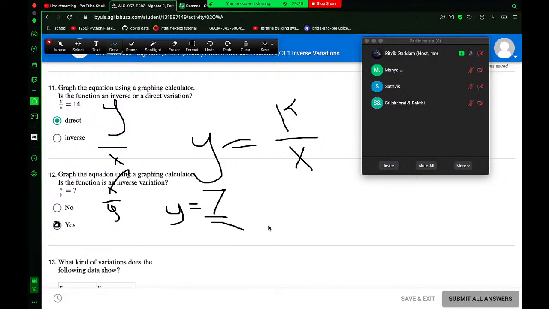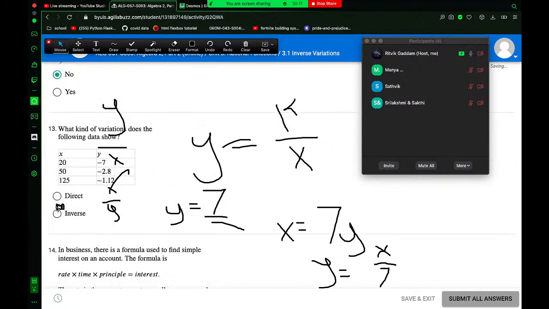One second. So the first thing we have to do is get y to the other side. So we have x is equal to 7y. And now we divide 7 on both sides. So yeah, you're actually right. It's not an inverse variation, it's a direct variation because you get y is equal to x over 7. And since x is on the top, yeah, you're right. Since x is on the top, it's not an inverse variation. So let me just select that answer.